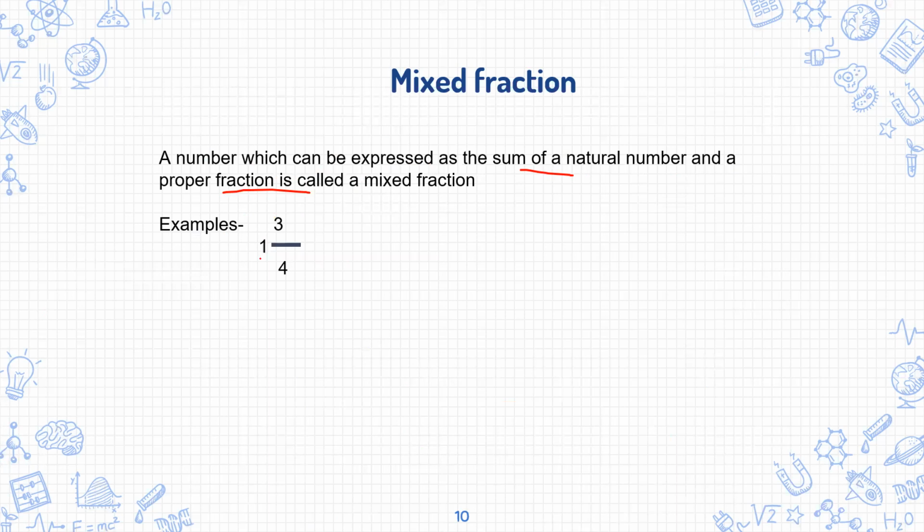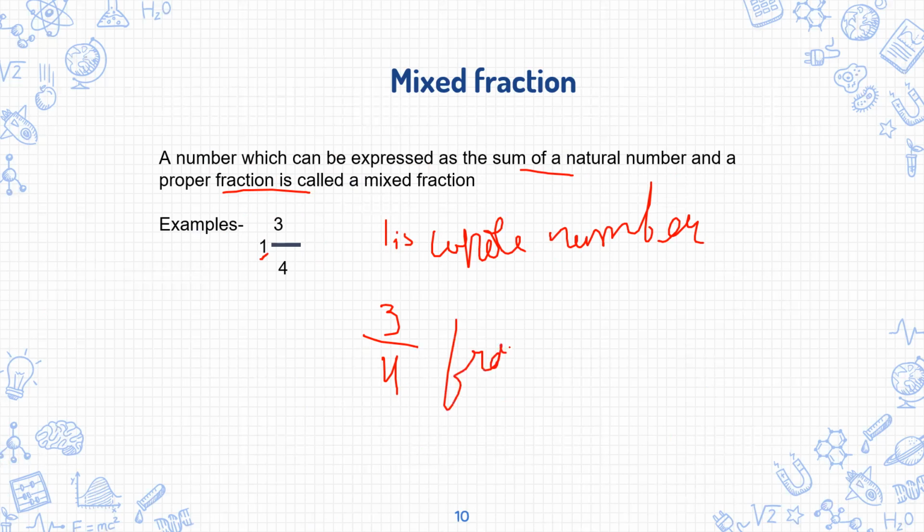This one is the whole number, and this 3 upon 4 is the fraction. 3 upon 4 is the fraction, and 1 is the whole number, and we know that a fraction is a part of a whole number, right? So this means that this 3 upon 4 is a part of 1.